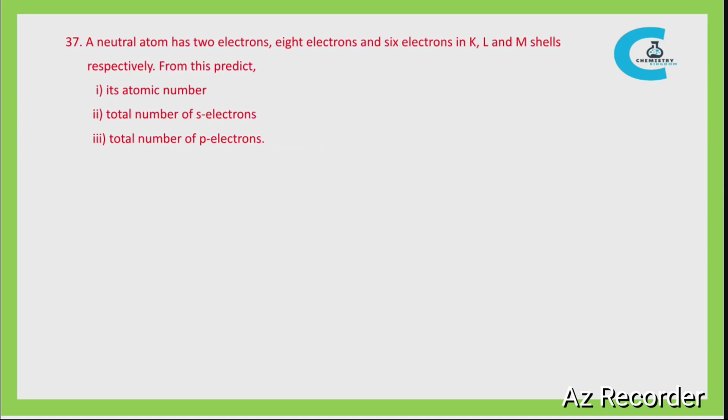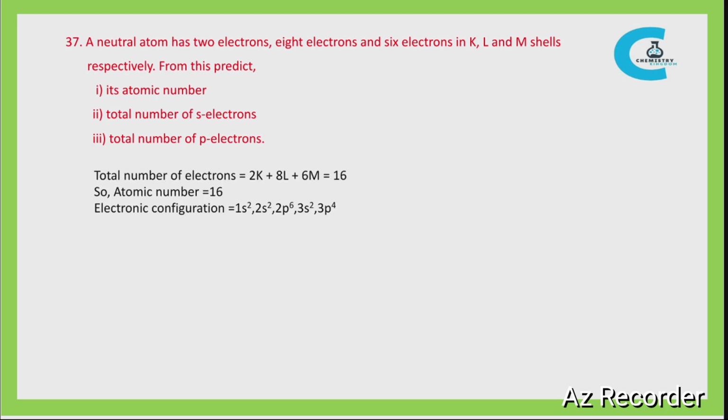A neutral atom has 2 electrons, 8 electrons and 6 electrons in the K, L, M shells. From this, predict its atomic number. Its atomic number: 2 electrons in the K shell, 8 electrons in the L shell, 6 electrons in the M shell, means total electrons are 16. Therefore, the atomic number is 16.